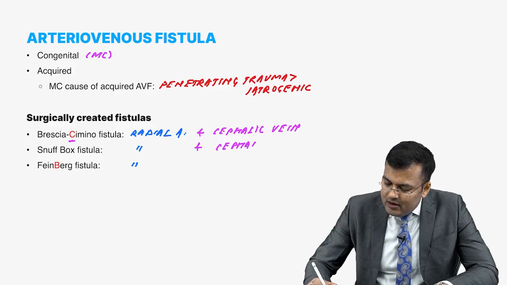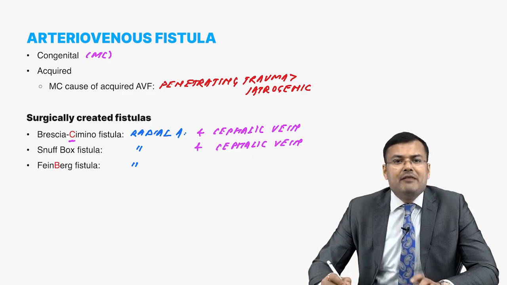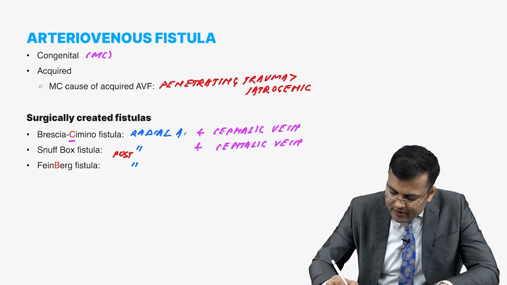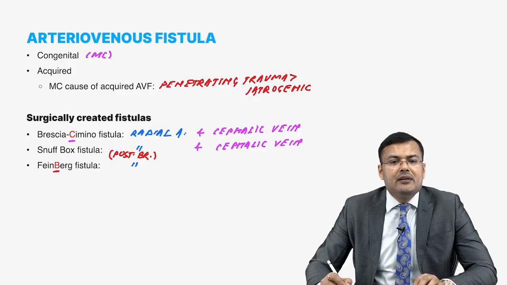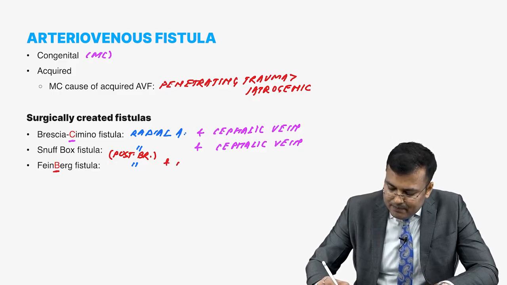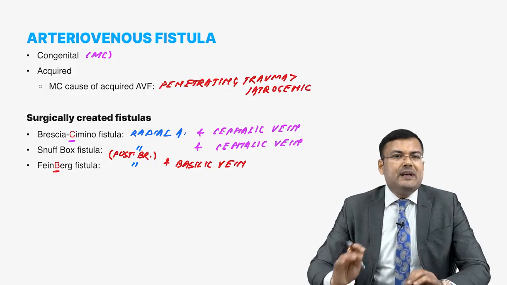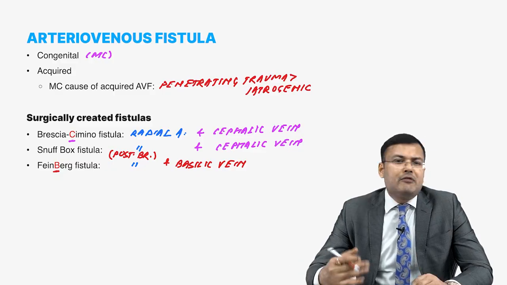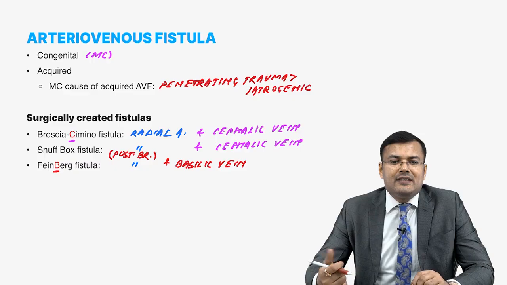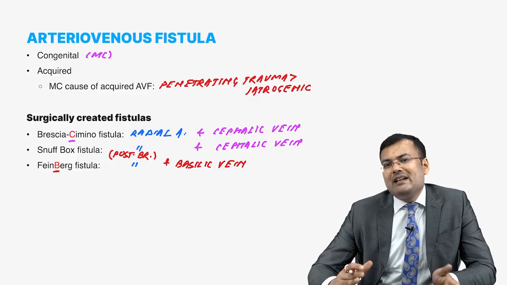Here, which branch of the radial artery? This you have to remember. In snuff box fistula, we are using the posterior branch. Remember guys, it is the posterior branch. And Thomas fistula, here you can see the B. So it is between radial artery and basilic vein. So I hope you will remember. Brescia-Cimino, cephalic vein. Snuff box also cephalic vein, but in snuff box we are using the posterior branch of the radial artery, and in the B fistula we are using the basilic vein. So here the fistula is created between radial artery and basilic vein.